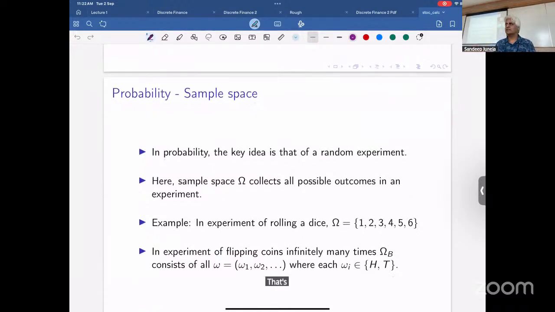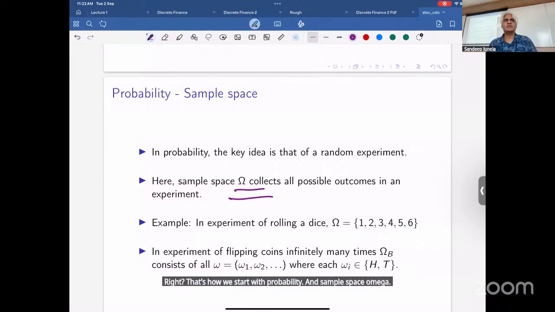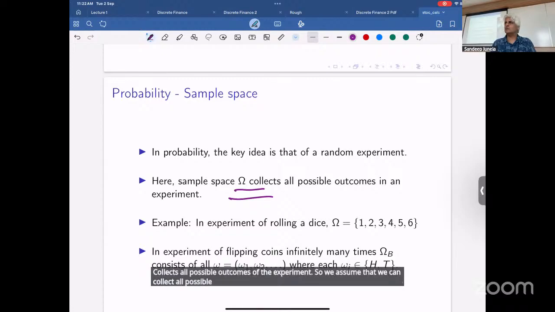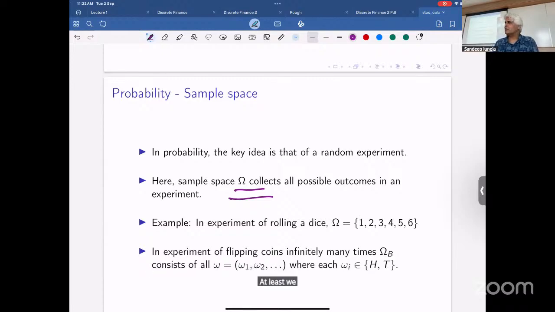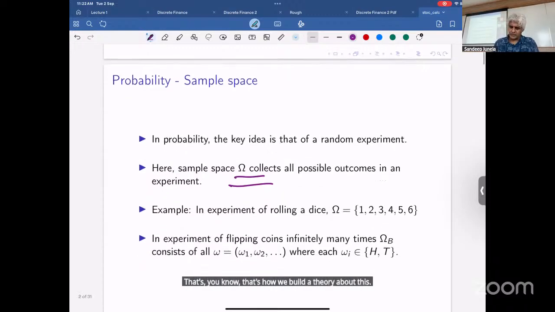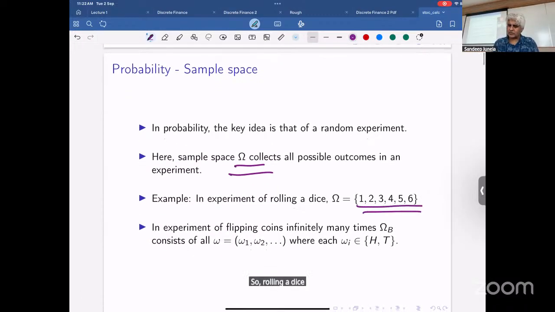That's the whole idea. There's an experiment whose outcome is random, right? That's how we start with probability. And sample space omega collects all possible outcomes of the experiment. So we assume that we can collect all possible outcomes. We can enumerate them. At least we have a clear idea of what they are. That's how we build a theory about this. So rolling a dice, okay, 6 possible outcomes, 1, 2, 3, 4, 5, 6, straightforward.